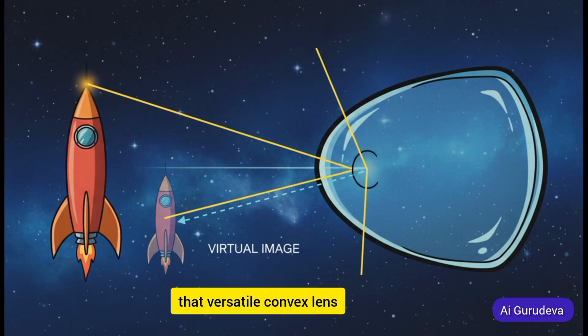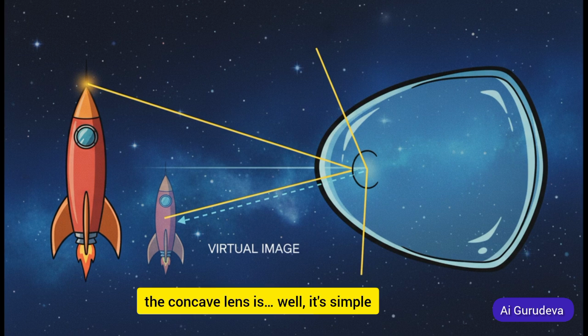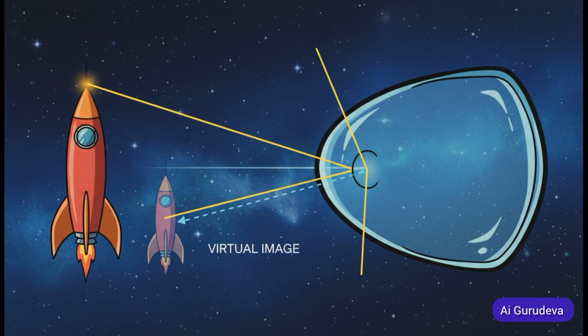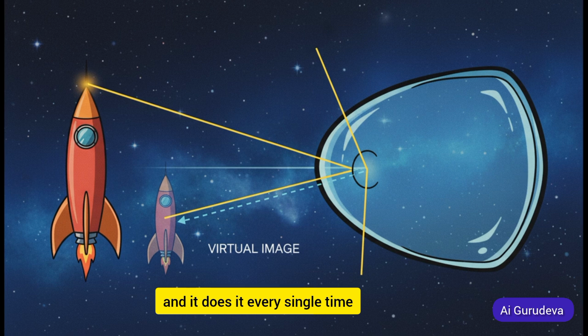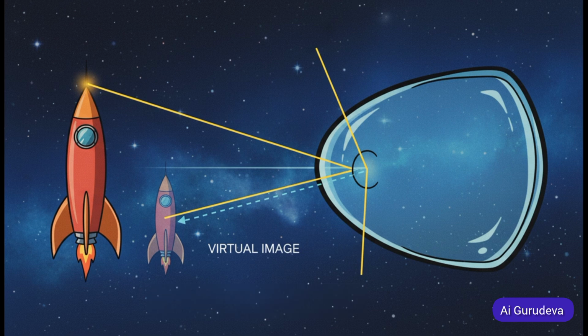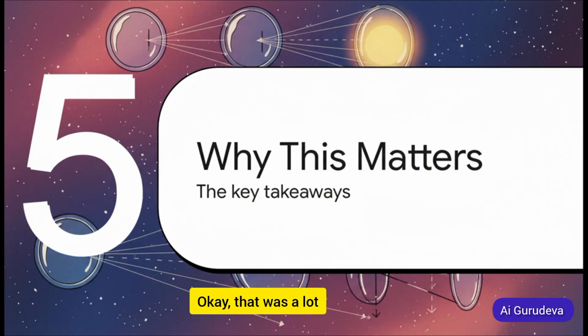Now, compared to that versatile convex lens, the concave lens is, well, it's simple. It's incredibly consistent. It has one move, and it does it every single time. It doesn't matter where you put the object, a concave lens will always give you a virtual, upright, and smaller image.